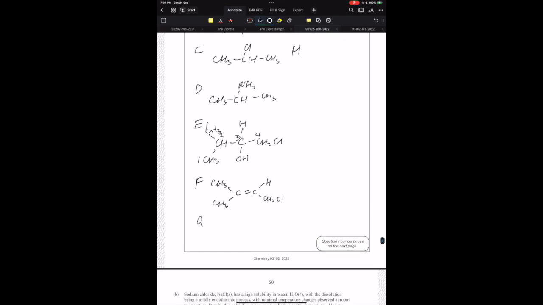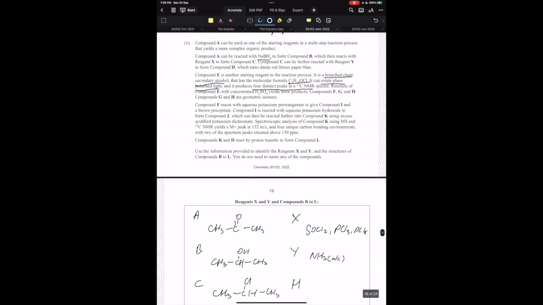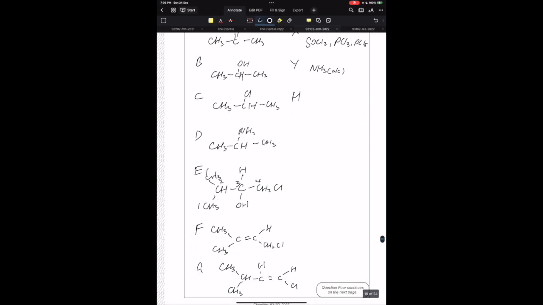And then compound G and H must therefore be the removal of hydrogen from this carbon atom. So what would we get? CH3, CH, CH3, C, and then removing the OH would give us H, and then removing one of the H's would give us an H here and a Cl here. So this happens to be the cis isomer. And then the opposite would be true for H. Let me just check. Yeah, so the opposite would be true for H. It would be the trans isomer. So CH3, CH, CH3, and then C, and then H, double bond, C, and then instead of H being up there, it's Cl up there. So that's a trans isomer.